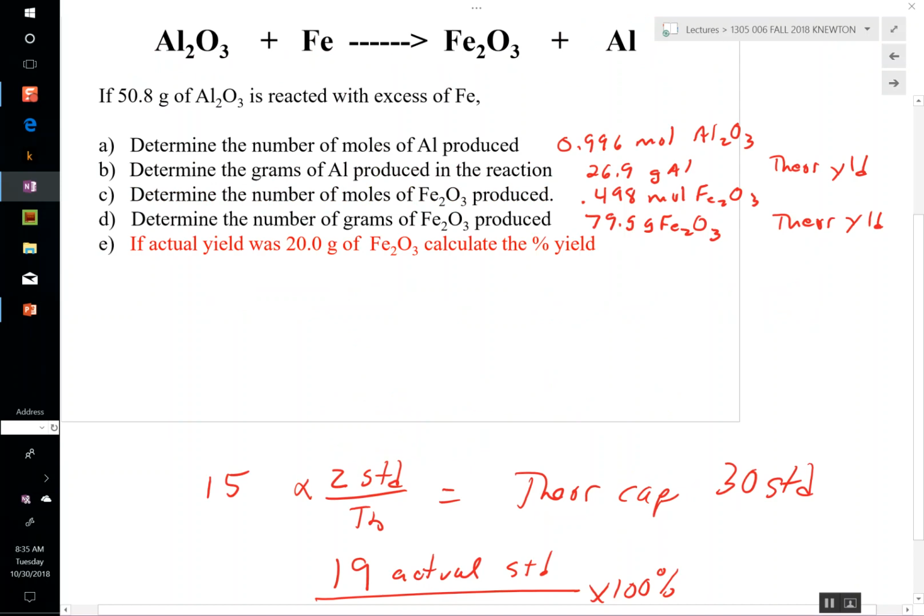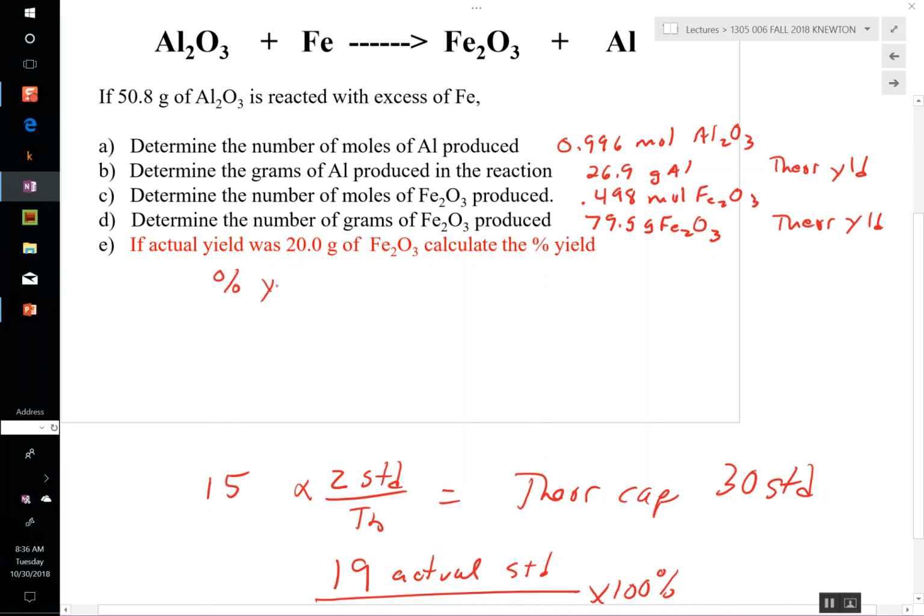All right, so let's go up to this one. With that 50.8 grams of aluminum oxide, we could make 79.5 grams of iron oxide. Everything went perfect. But it says, okay, we did it, we got the iron oxide, we weighed it, and we only actually got 20 grams. So percent yield is actual divided by theoretical times 100%. So our actual is 20.